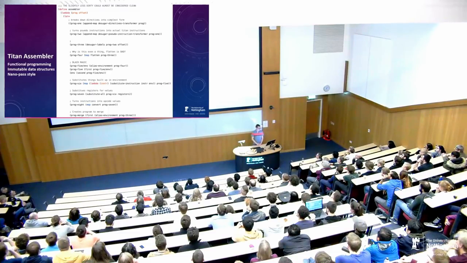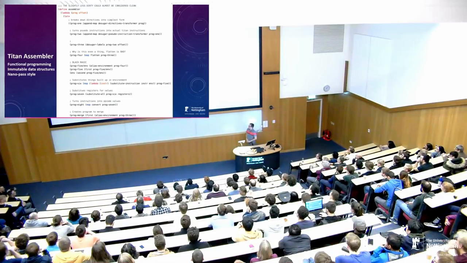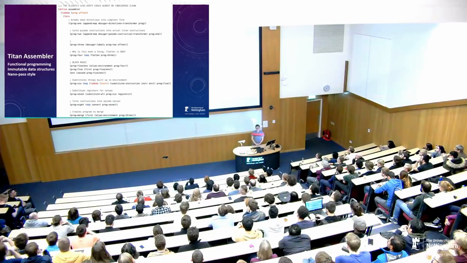But in there, you can see all these fun comments. The top comment says, "slightly less dirty, could almost be considered clean." And in the middle of it, it just has things like "black magic," but then the comments proceed to say things like, "substitutes things built up in the environment, substitutes registers for values," et cetera, et cetera. This isn't a functional programming language. He coded it in a functional subset of the Scheme programming language and used, by and large, immutable data structures.